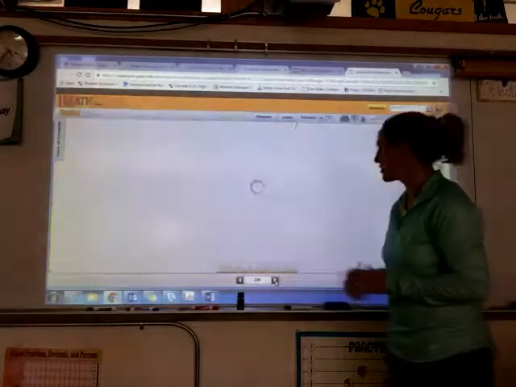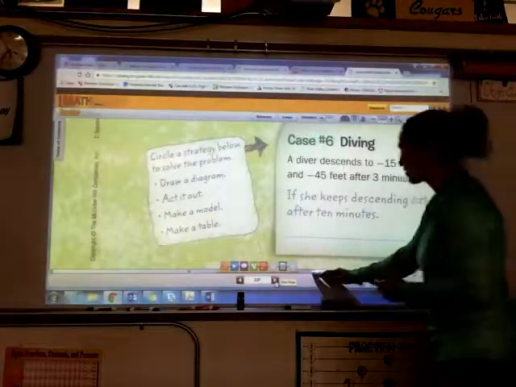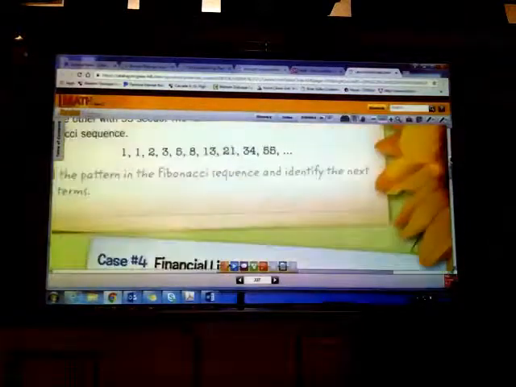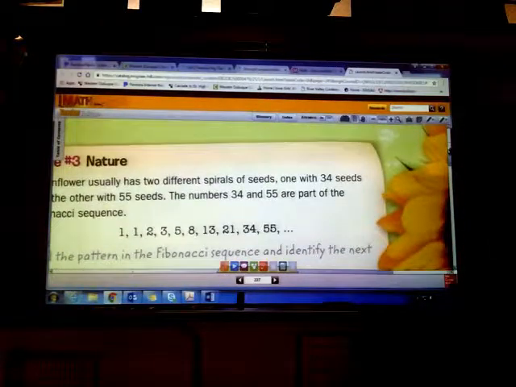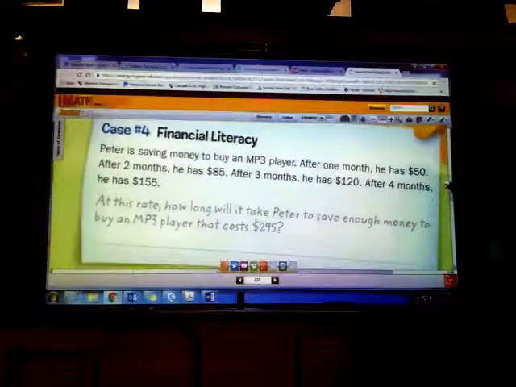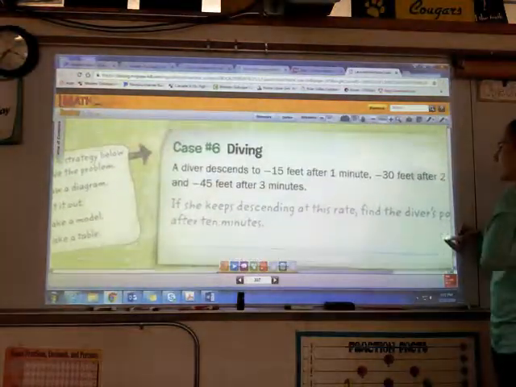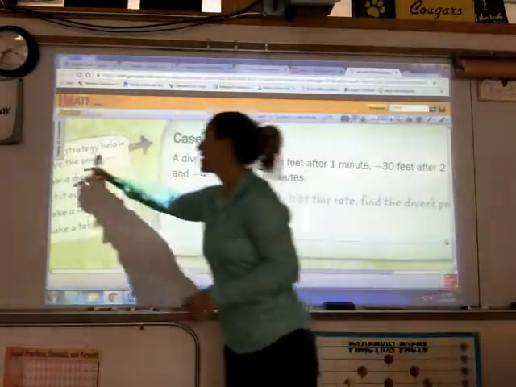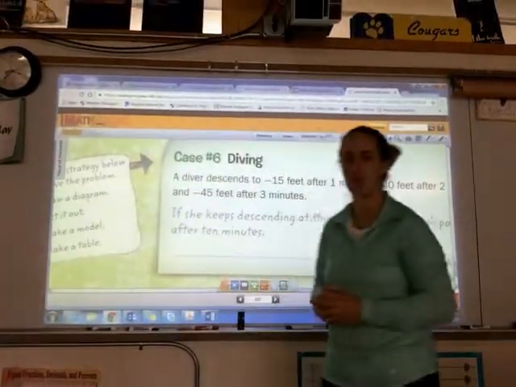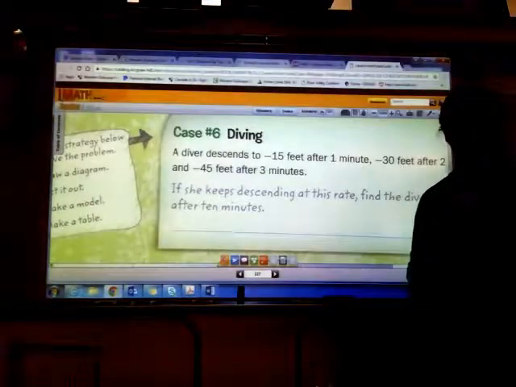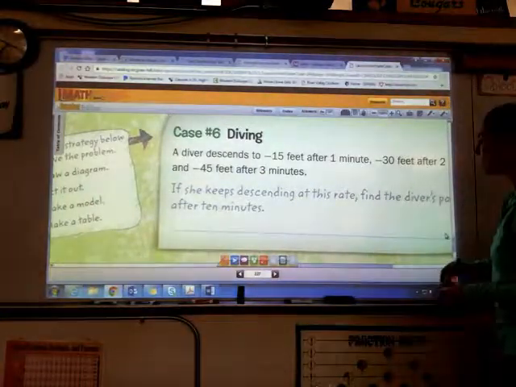One of the next things that you guys are going to be doing as we get ready for your quiz that's going to be coming up is starting on page 227. Okay, they are giving you some more cases. Case number 3 is dealing with nature. Case number 4, financial literacy. Case number 5, geometry. And case number 6 is diving. Also, remember on case number 6, you're going to be circling your strategy that you're using. Remember on case 3, 4, and 5, those are going to be focusing on the look for a pattern strategy.